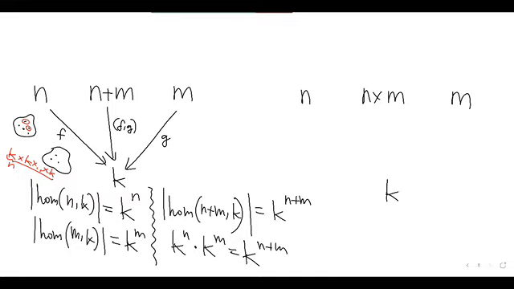Okay, to decide this, let's unpack what n and m are. So n is the set of numbers from 1 to n. m is the set of numbers from 1 to m. What about n plus m? It's the set of numbers from 1, it goes all the way to n, and then it continues going, right? All the way to n plus m. So is there a way I can think of functions from n plus m to k as pairs of functions from n to k and m to k?